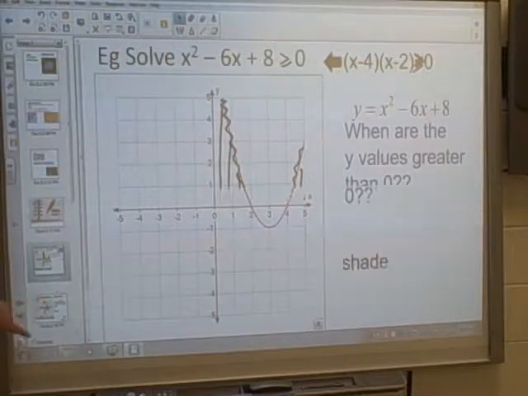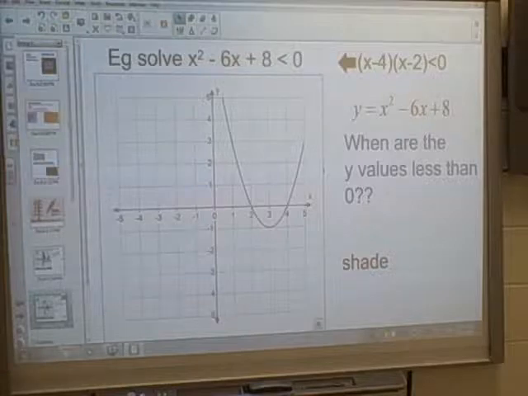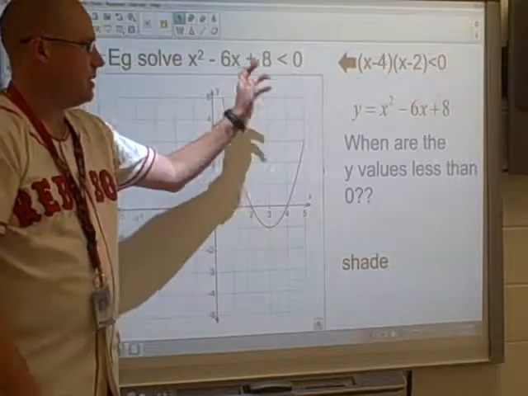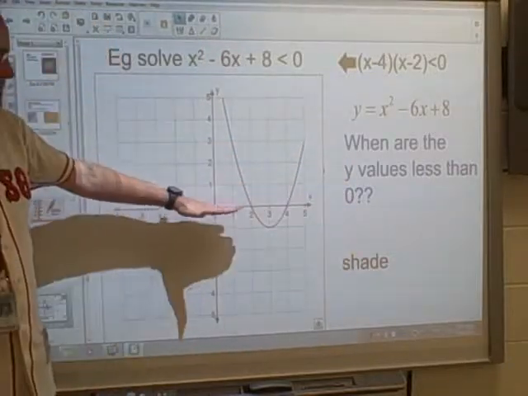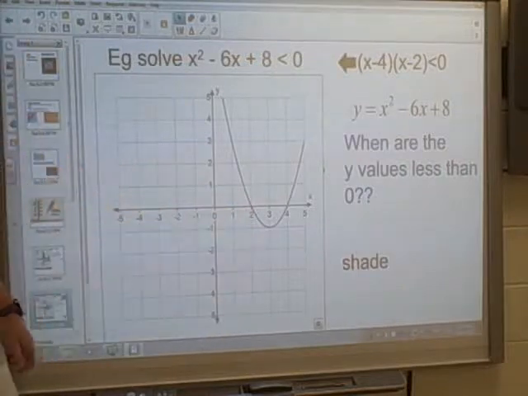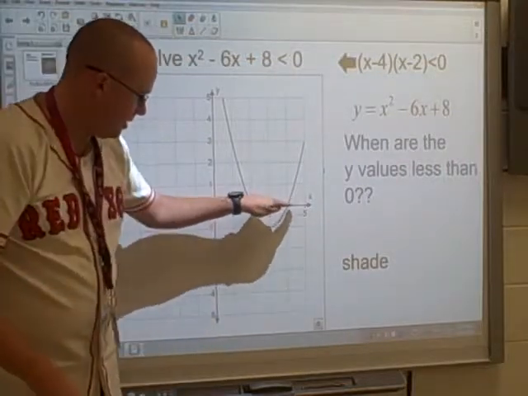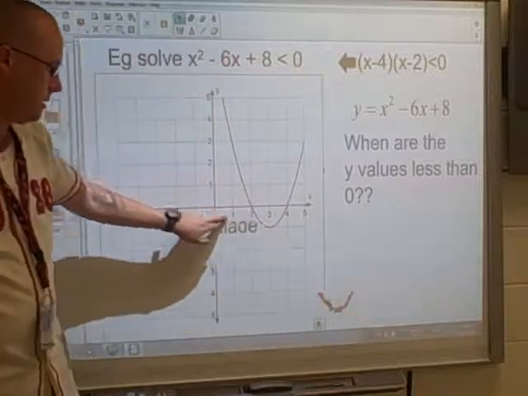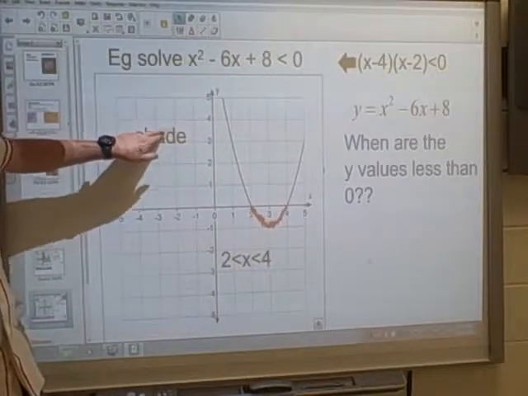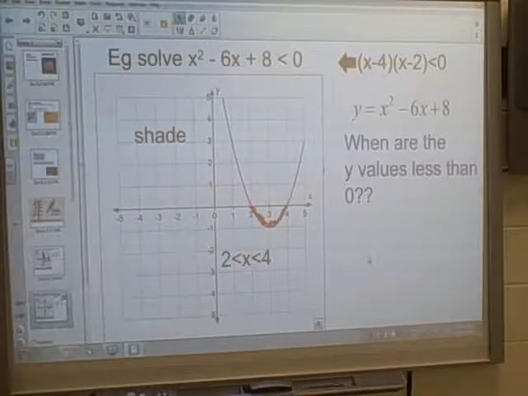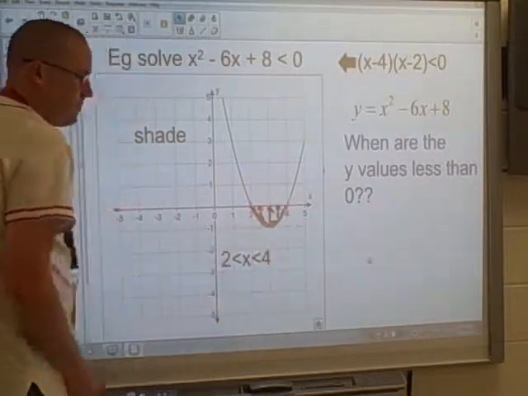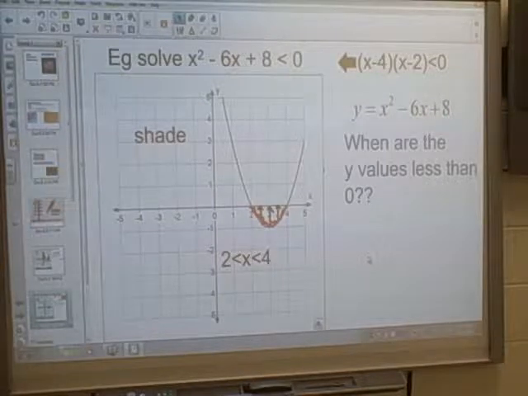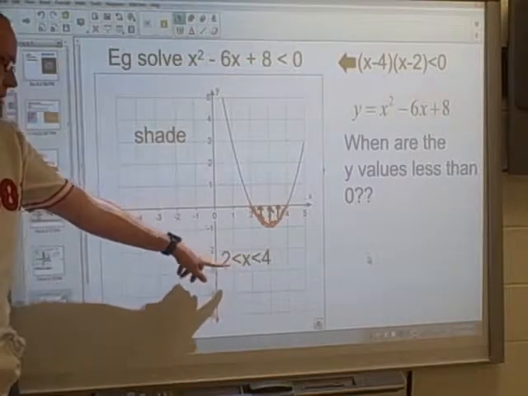Now the alternative is, what if it's less than 0? Well, same thing, I'm going to factor, I'm going to draw my graph. This time I'm going to say when are the y values less than 0, and what that actually means is when is it below the x-axis. So for this graph here, I'm looking at these 2 points and these points here. So let's see if I got this one right. There we go. And for those, you can see that all these values here, like 2.5, 3, 3.5, they're all between 2 and 4. So I can write myself a compound inequality straight away.